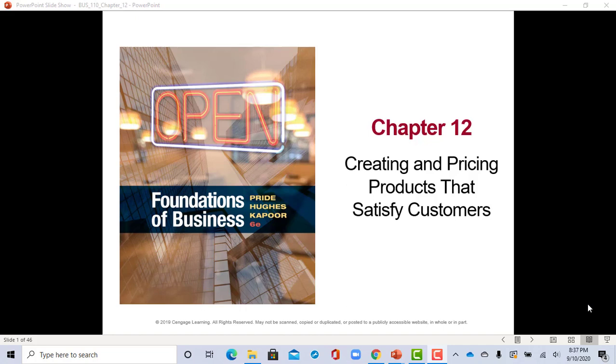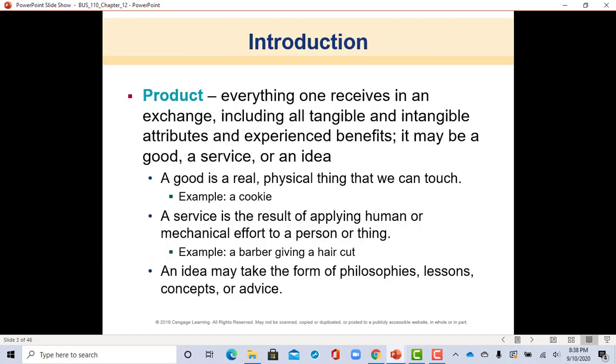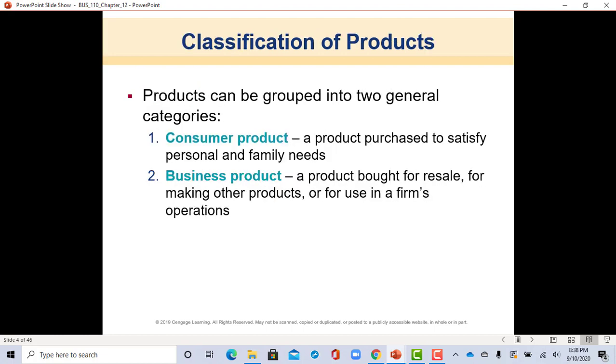Chapter 12, Creating and Pricing Products that Satisfy Customers. And here are the learning objectives. In this chapter, we're going to talk about two components of the marketing mix, product and pricing. First, we'll look at the different aspects of products.